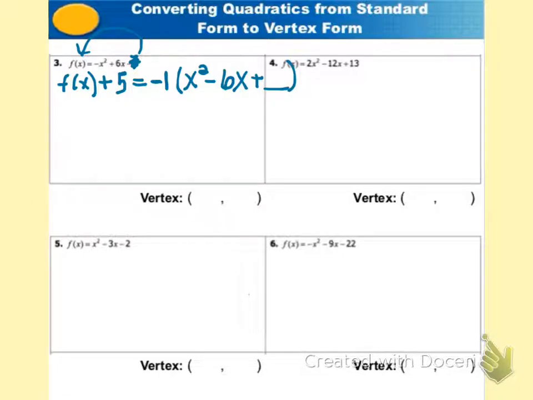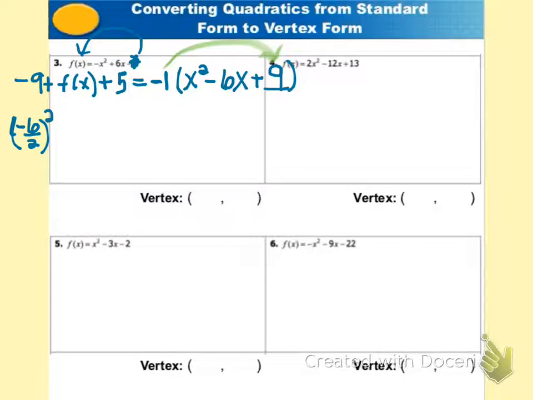So let's think about it, we're going to take half of negative 6, we divide it by 2, and then we square it. So half of negative 6 is negative 3, and if we square negative 3, we get positive 9. So I'm going to add 9 here. But in reality, I didn't actually add 9 to this right-hand side. I added negative 9. Because if I were to distribute that negative 1 back through, that's technically a negative 9. So on this other side, I'm going to add negative 9 to the left-hand side. So we're adding negative 9 really on both sides.